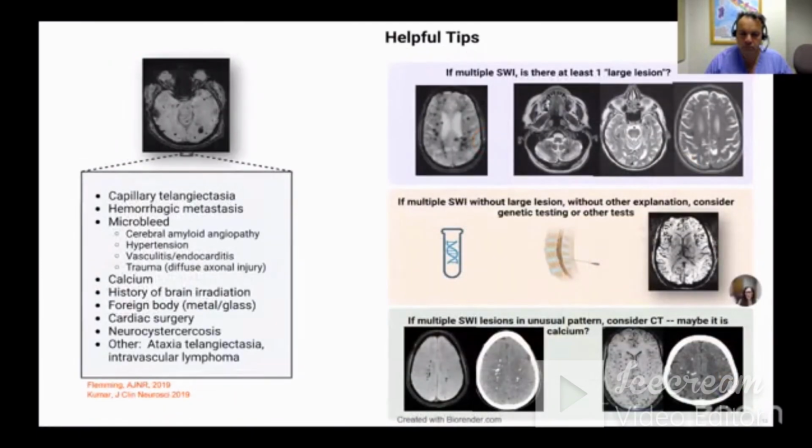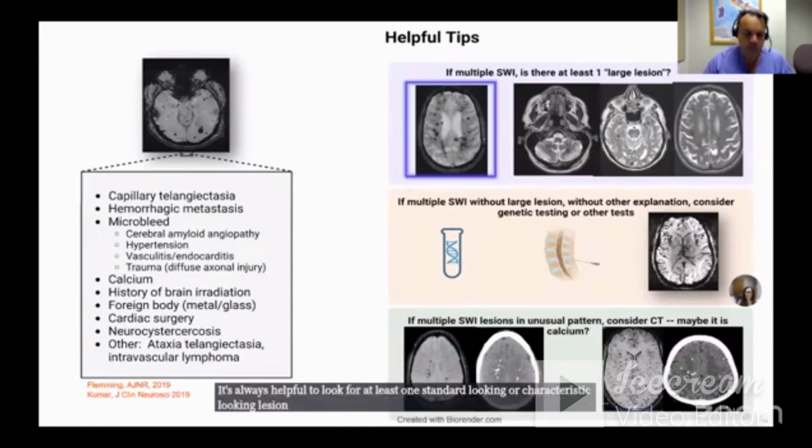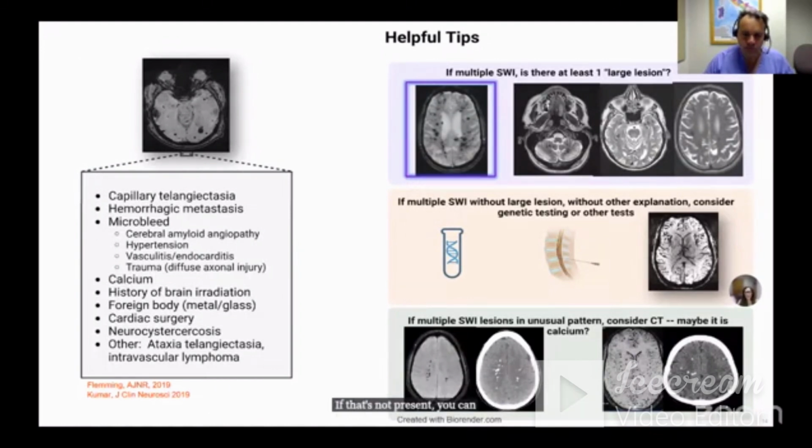In the patients with multiple SWI abnormalities, is it cerebral cavernous malformations? Is it amyloid angiopathy? What is it? It's always helpful to look for at least one standard looking or characteristic looking lesion on the T2. If that's not present, you can consider genetic testing. 95% of people with the true familial cavernous malformation syndrome will have an abnormal gene.